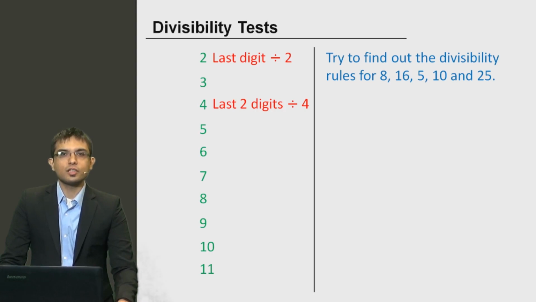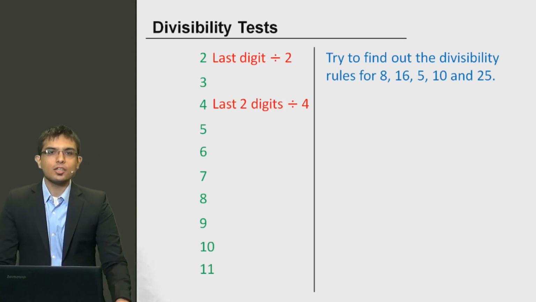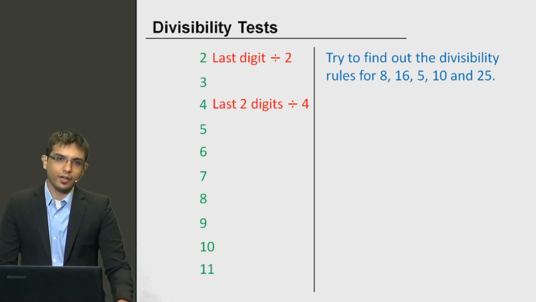For 16, the last 4 digits should be divisible by 16. For 5, the last digit should be divisible by 5. For 10, the last digit should be 0. And for 25, the last 2 digits should be divisible by 25. So these are the answers. The logic is similar to what we did for 2 and 4.